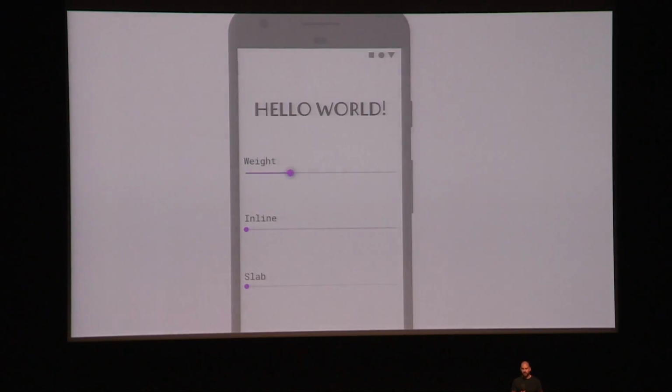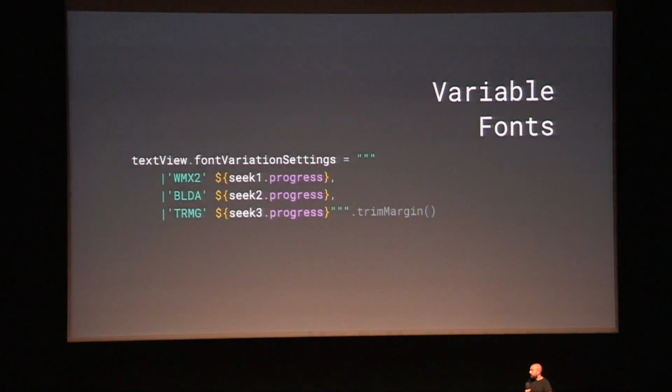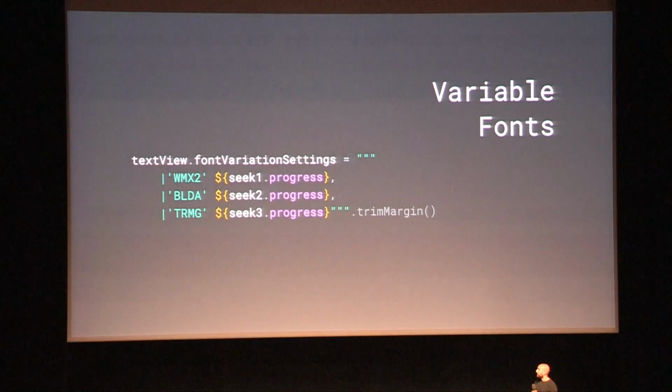So for example here, I can, at runtime, control the different attributes of the font. I control the weight, the inlineness, which is how much it's stroked, or the slab, which is the serif terminals on this. And you can do these in combination and so on and so forth. This has all been done at runtime, so I'm just changing the seek bars, which is setting, again, string typed pairs of identifier to value, and the values tend to be arranged from 0 to 1,000, and you just set that on the text view.